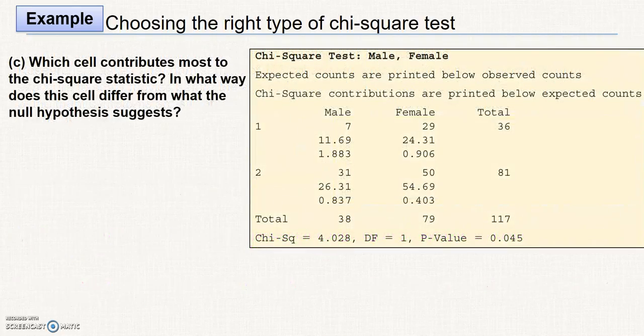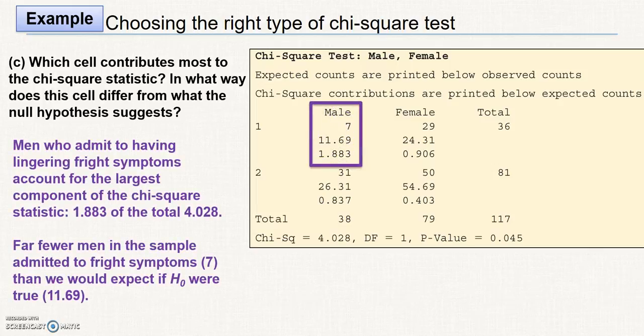Part C. Which cell contributes most to the chi-square statistic? In what way does this cell differ from what the null hypothesis suggests? So pause for a second and just look at the data and see what you think contributes most to the chi-square statistic. Again, it says the expected counts are printed below the observed counts, and then you have the chi-square contributions below that.